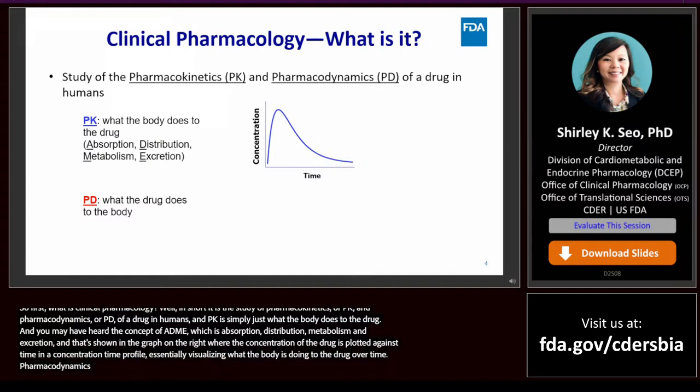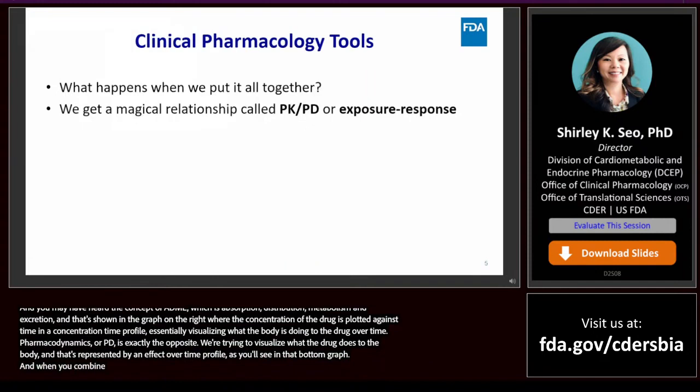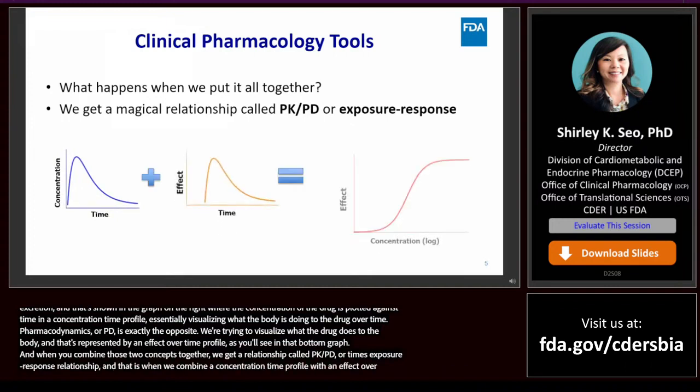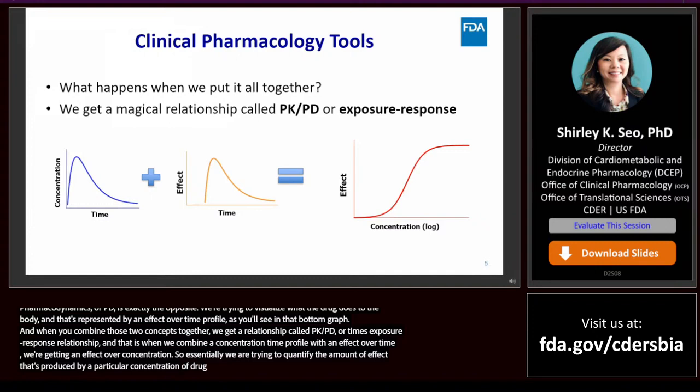Pharmacodynamics, or PD, is exactly the opposite. We're trying to visualize what the drug does to the body, and that's represented by an effect over time profile, as you'll see in that bottom graph. And when you combine those two concepts together, we get a relationship called PK-PD, or sometimes exposure-response relationship. And that is when we combine a concentration time profile with an effect over time, we're getting an effect over concentration. So essentially, we are trying to quantify the amount of effect that's produced by a particular concentration of drug.